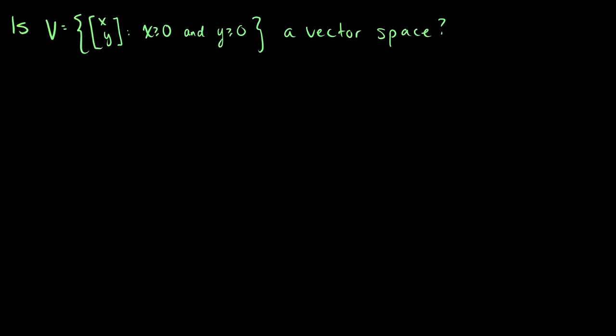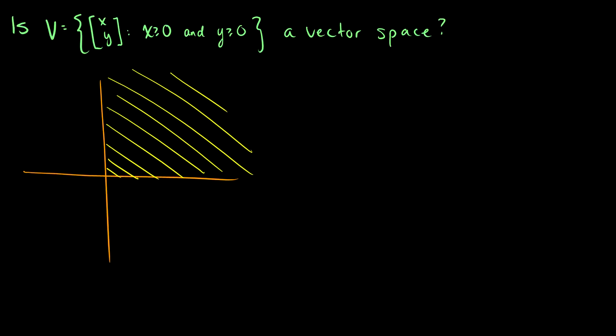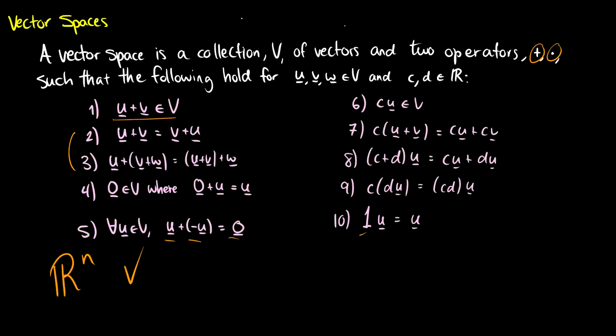However, here's a question. Is V the set of all vectors xy where x is greater than 0 and y is greater than 0 a vector space? So if we take a look, I really don't want to draw R2, but we're asking, is all this area right here a vector space? So we have to ask ourselves, does it satisfy the axioms? And there's a ton of axioms here, so I'm going to circle the two that you should focus on when you're trying to disprove vector spaces.